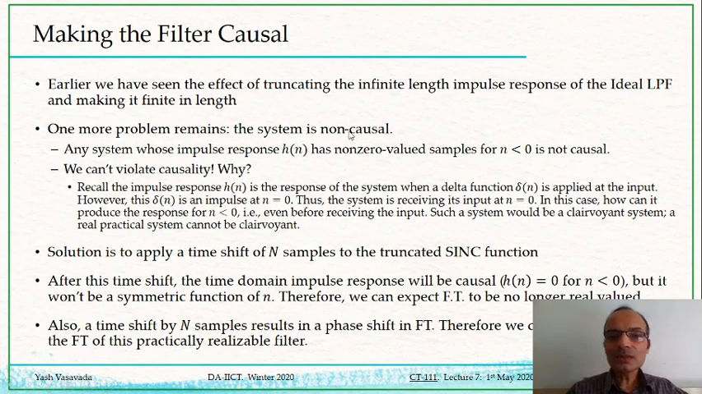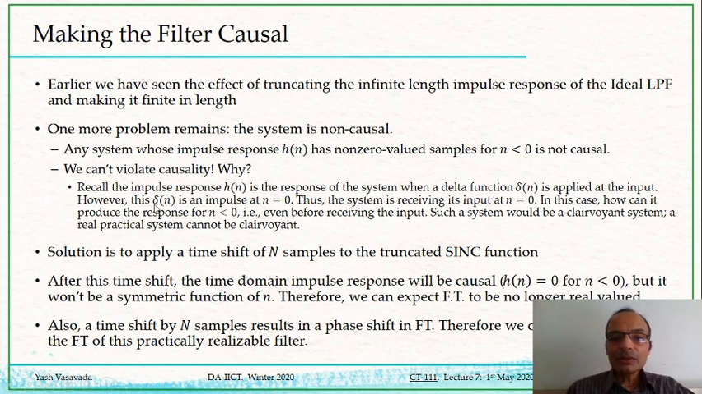What is a non-causal system? Any system whose impulse response is non-zero for n less than 0 is not causal. And we cannot have a non-causal system. Why not? Well, the impulse response h of n of a linear shift invariant system is the output of the system when we apply a delta function as the input. If you go back to our earlier lectures, you will see that this was the way we defined h of n.